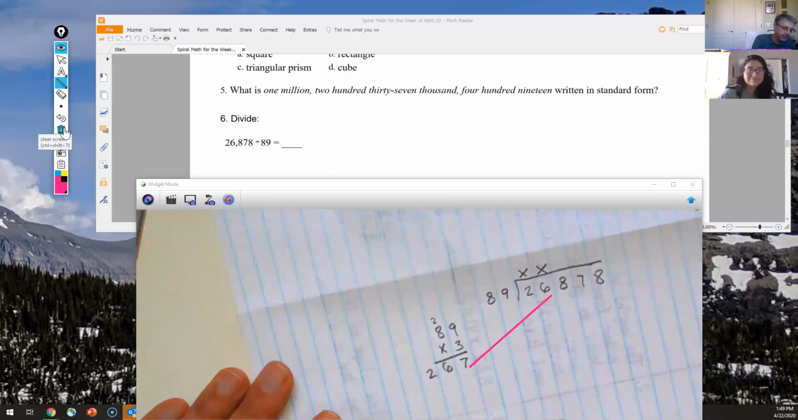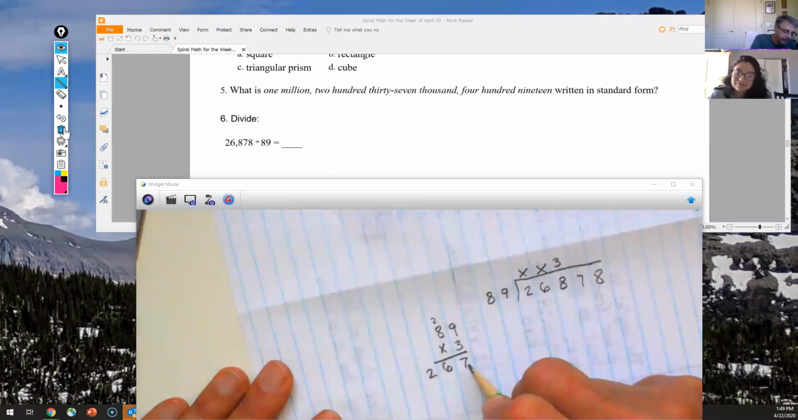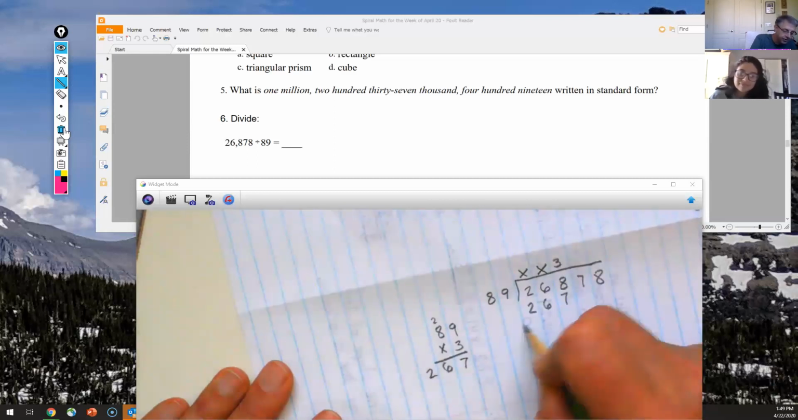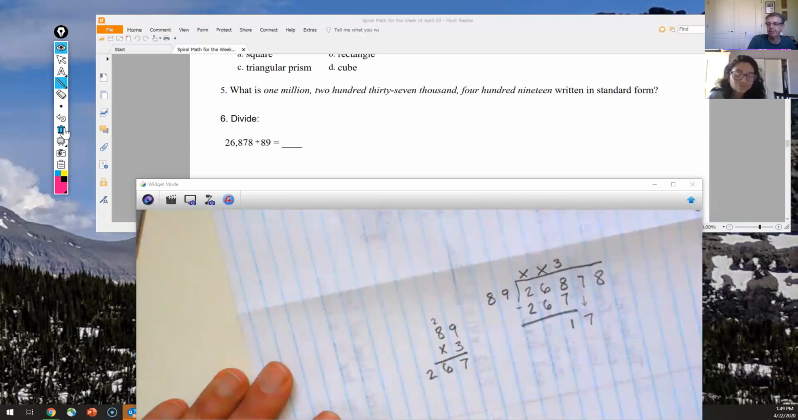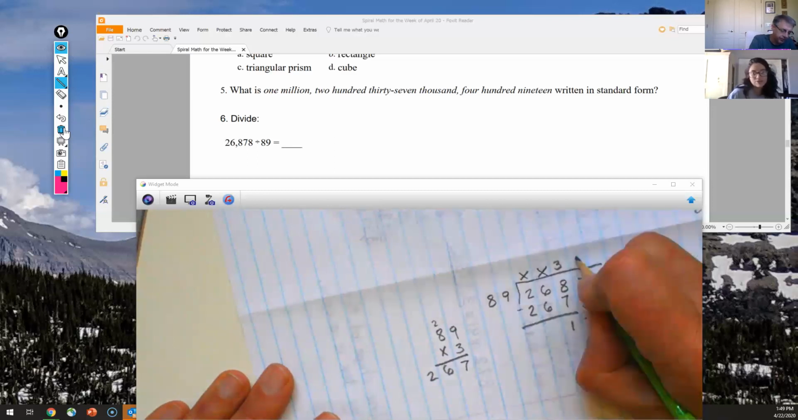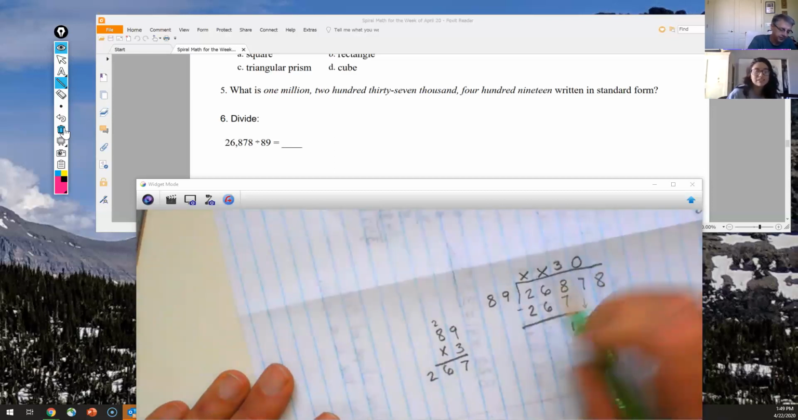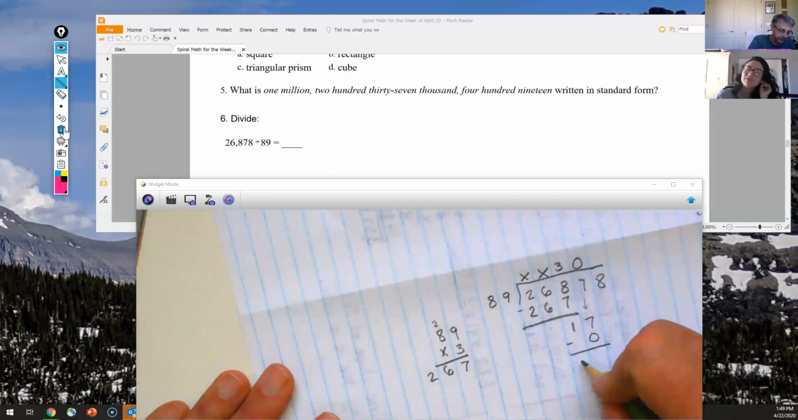I'm going to put that in right now. 89 times 3 is 267. That's going to leave 1 left over. I'll drop down the 7. I have 17. 89 definitely can't go into 17 though. So we're definitely going to have to do a 0 right there. So 89 goes into 17 0 times. So 89 times 0 is 0. Then when you guys subtract, you should end up with 17 again.